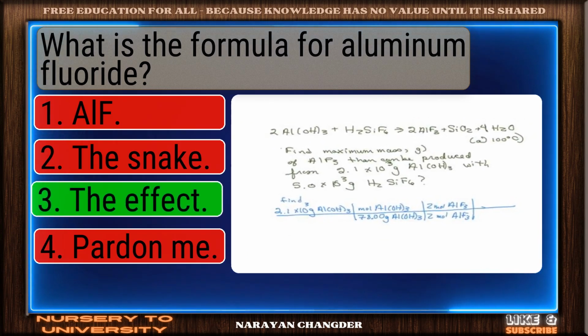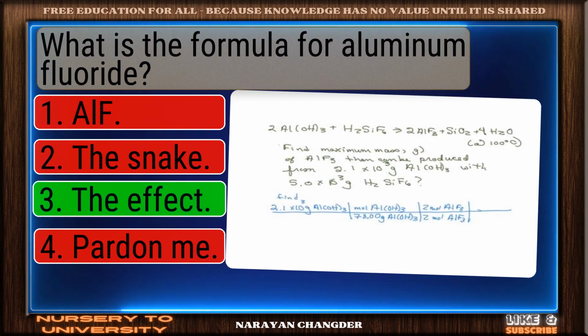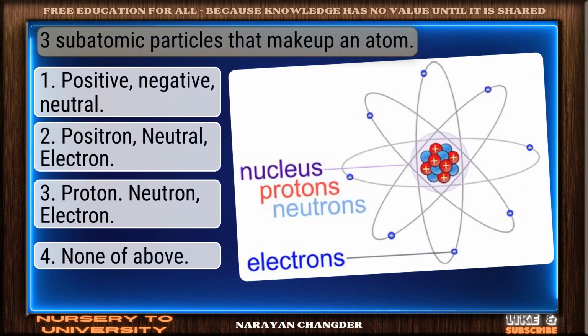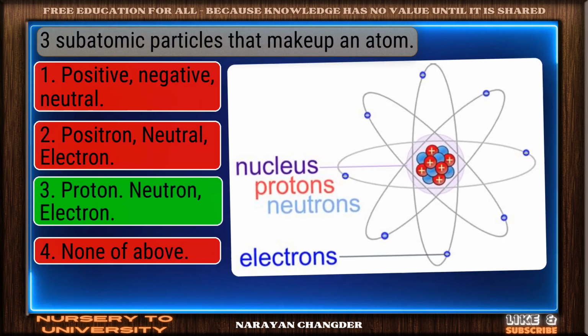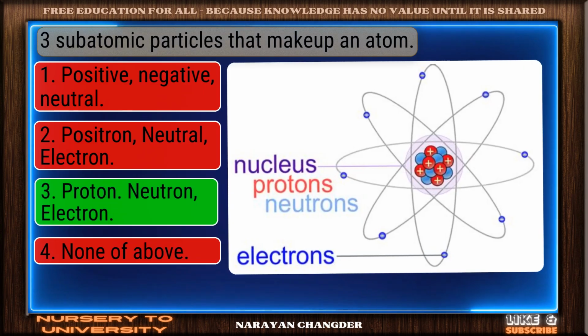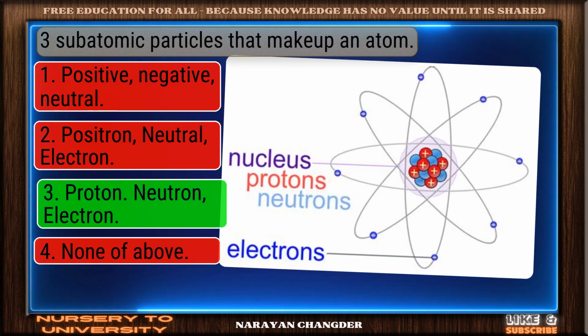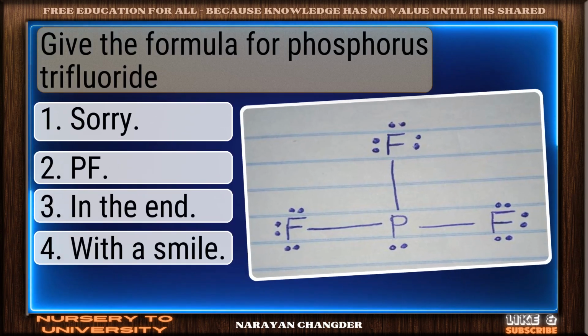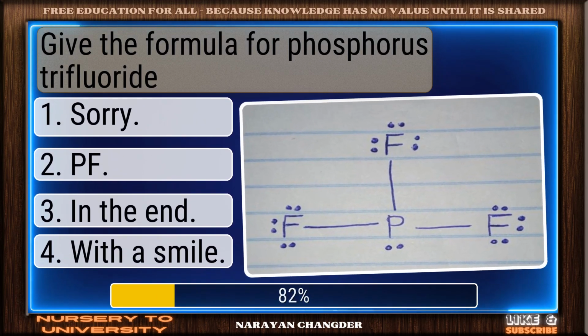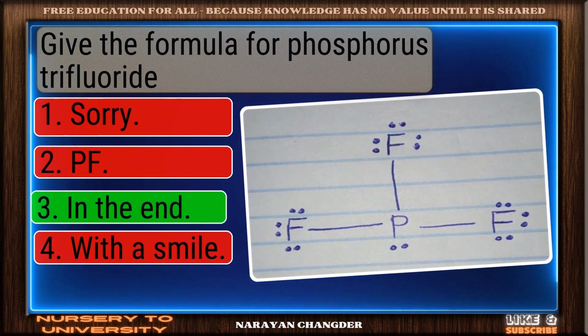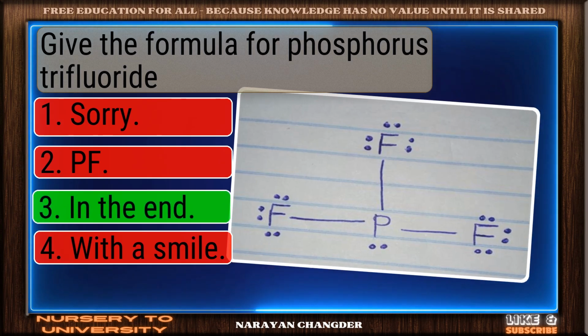Nicely done. The effect is a solid answer. Name the 3 subatomic particles that make up an atom. You're right. Proton, neutron, electron is the correct answer. Give the formula for phosphorus trifluoride. Good thinking. PF3 is the right answer.